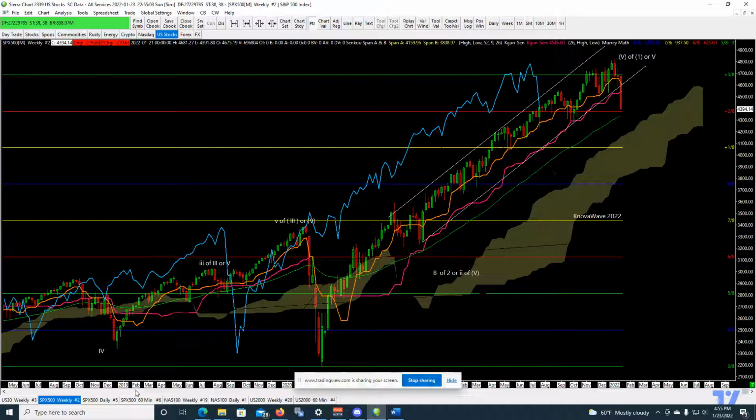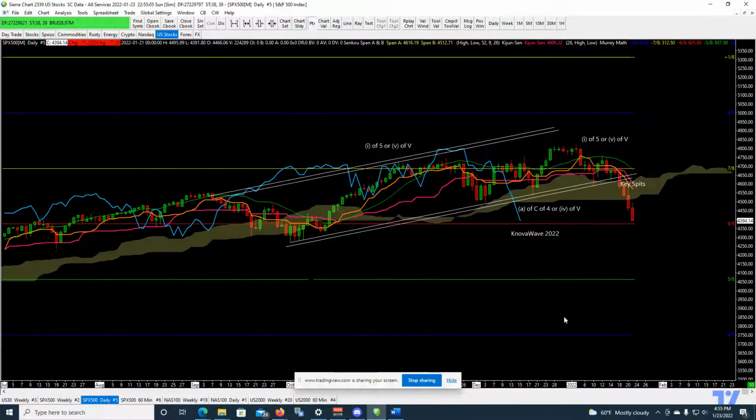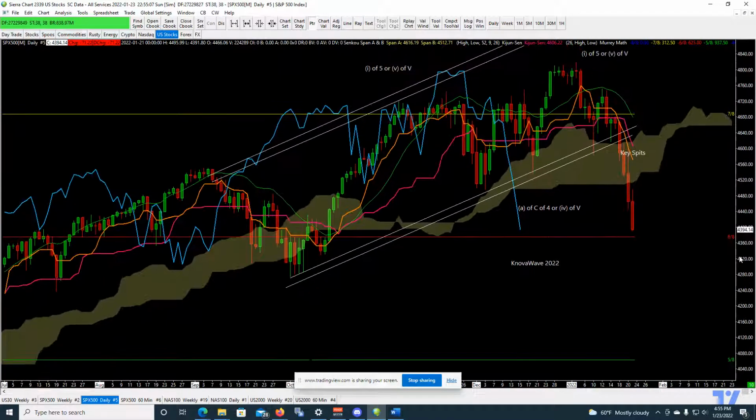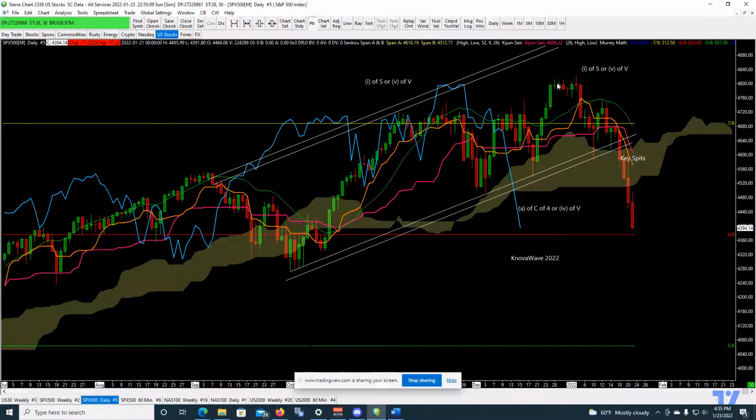Okay, so we move on to the daily. We can see that more specifically there. There's that 5 of 5. You can see the spit of a spit, and we've worked down nicely in 1, 2, 3. So this is our third wave. The question is, is this a 1, 2, 3, 4, 5 of a much lower, or is this an ABC correcting all this? Okay, so keep your views open on what all this can be.